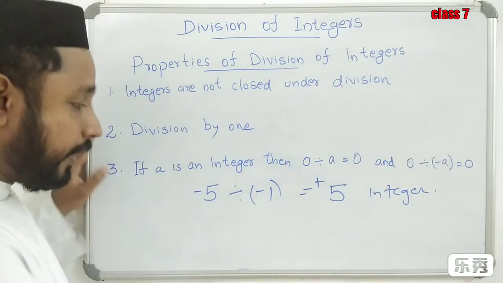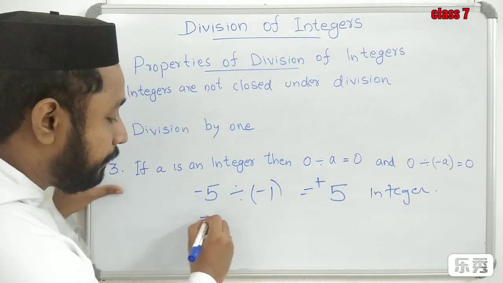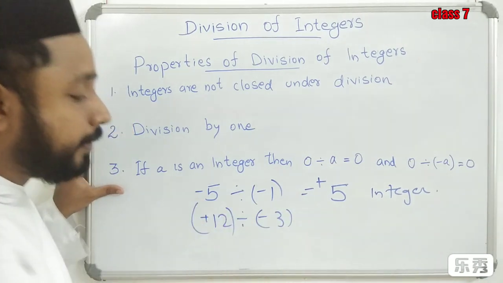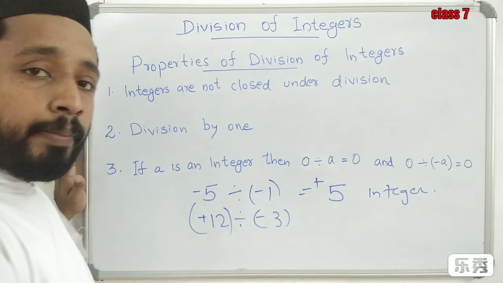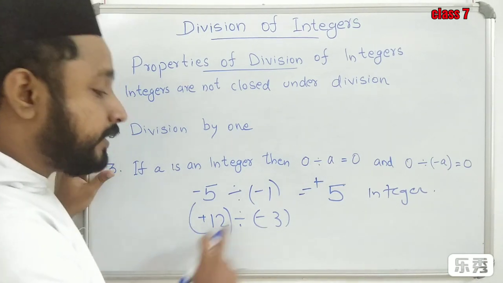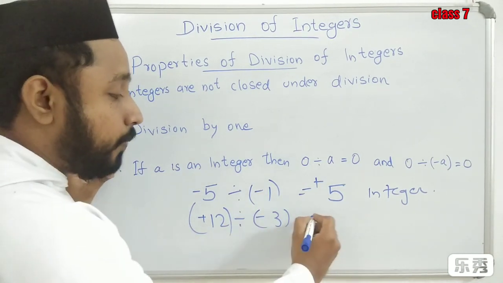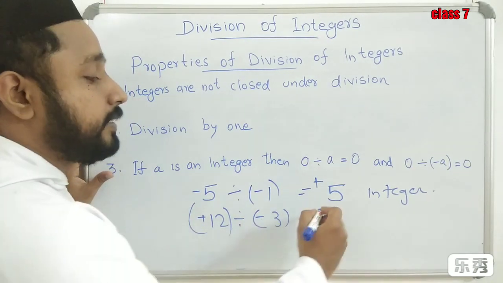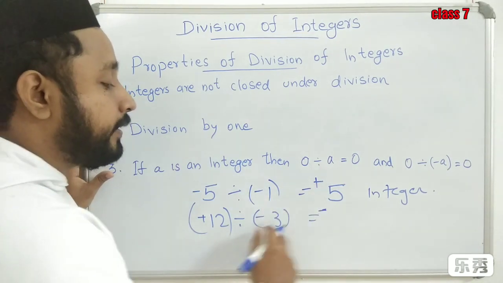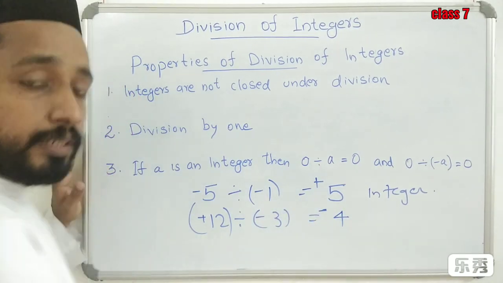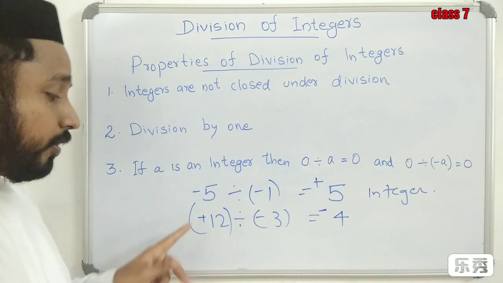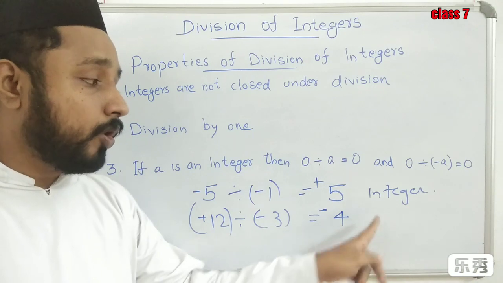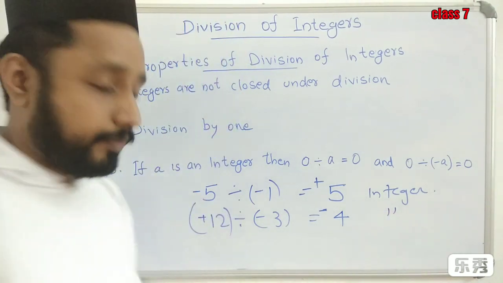Isn't it? Another one, plus 12 divided by minus 3. Plus 12 is an integer. Minus 3 is an integer. Plus 12 by minus 3 means one positive, one negative. The answer is negative. 12 divided by 3 is 4. Isn't it? So plus 12 is an integer, minus 3 is an integer, and minus 4 is also an integer.